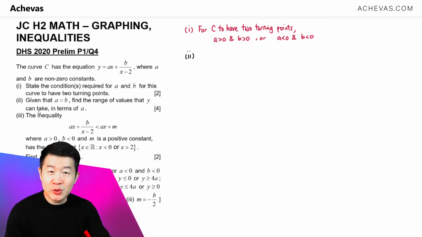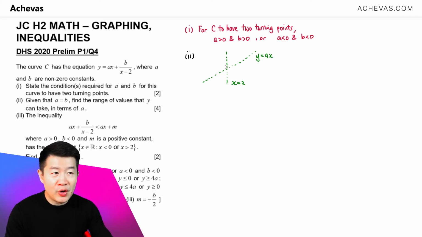To explain what this question is asking for, let me try to sketch out a possible curve. Let's say a and b are both positive. Then for this graph, we will have two asymptotes. We will have an obvious vertical asymptote, x is equal to 2, and an oblique asymptote, y is equal to ax. Since I'm assuming that a is bigger than 0, the oblique asymptote has a positive gradient, a.